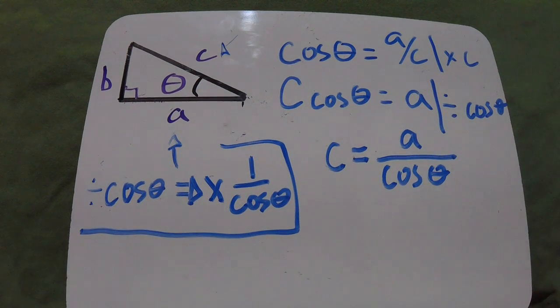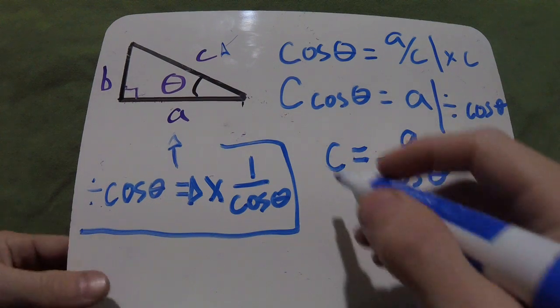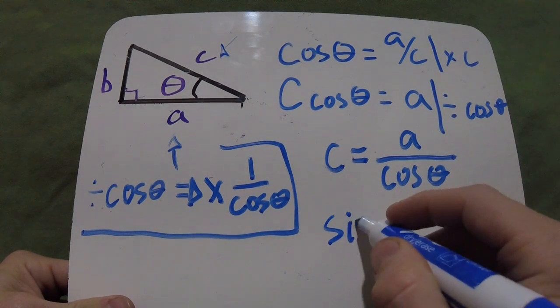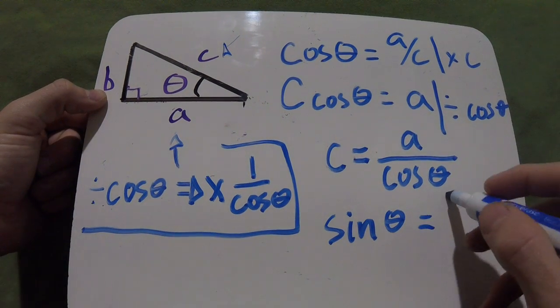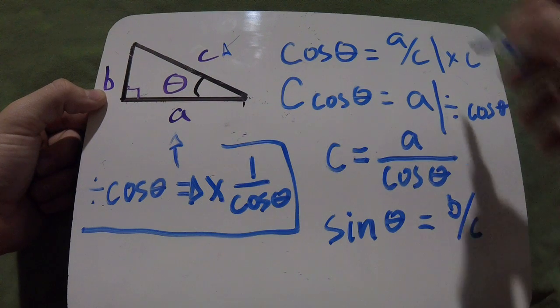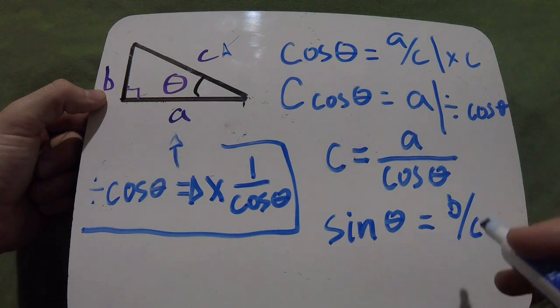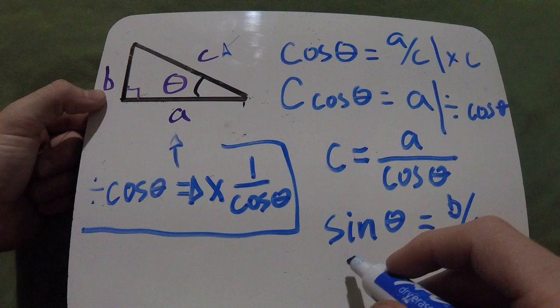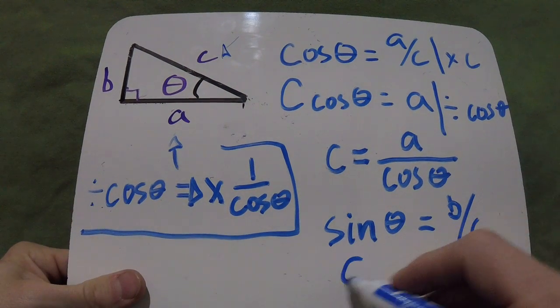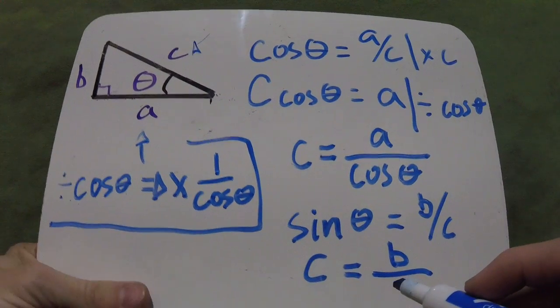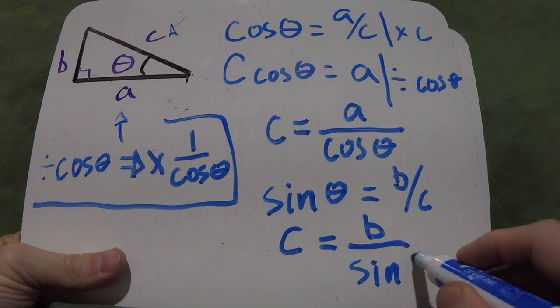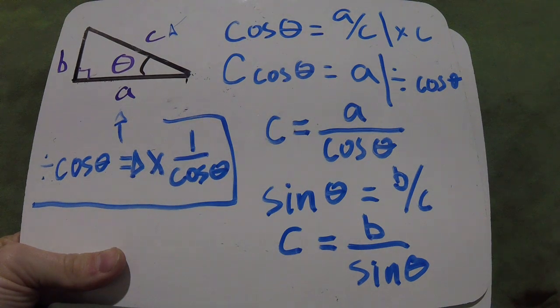Now, similar methodology can be used with both our tangent function and our sine function, where sine, I'll go through this quickly, will be used to define C relative to B. And if I use the same steps, first multiplying over by C and then dividing by sine, you'll find that C, when defined by sine, is equal to B over sine theta. Okay?